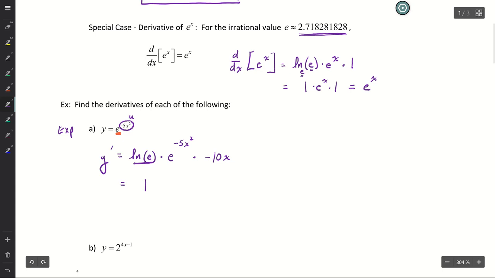And then probably what we'll do is we'll slide this negative 10x to the front, and then we'll probably put the e to the negative 5x squared at the back. That's just a conventional way that we normally write these type of answers. So on here, 1 times negative 10, that's just going to be negative 10x e to the negative 5x squared.